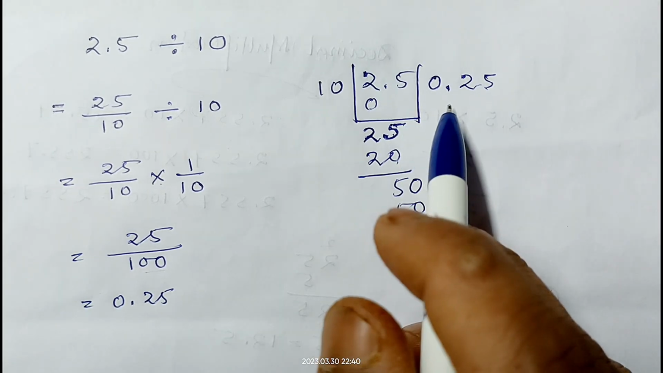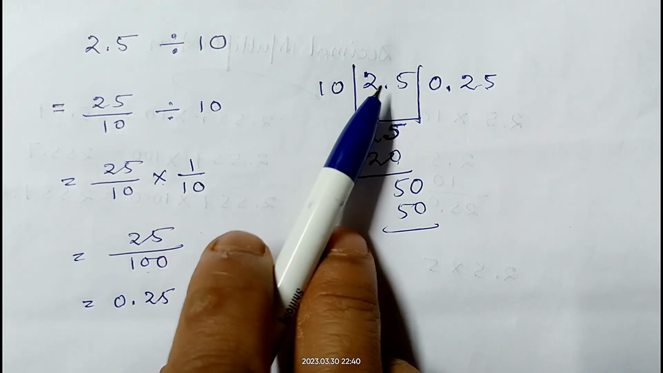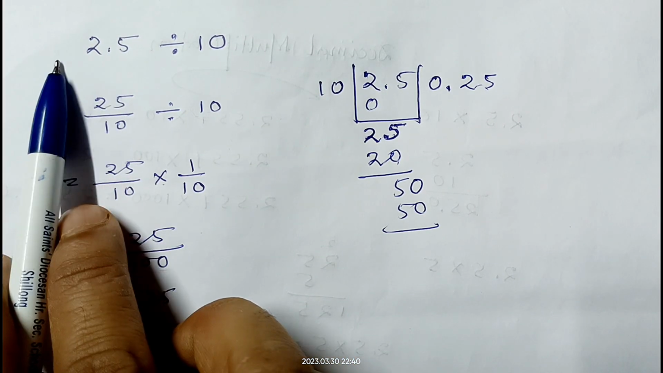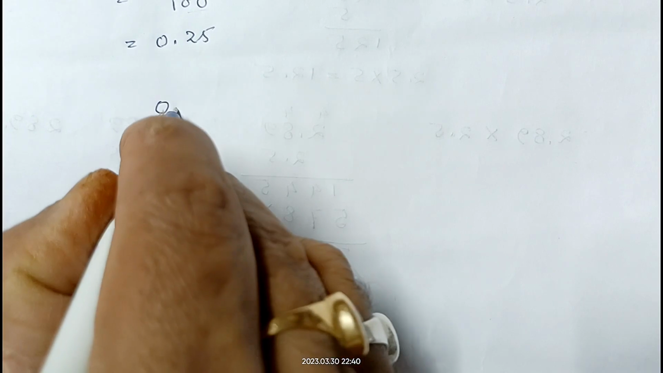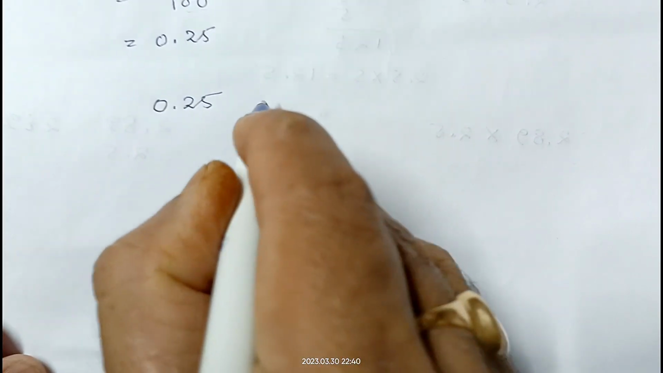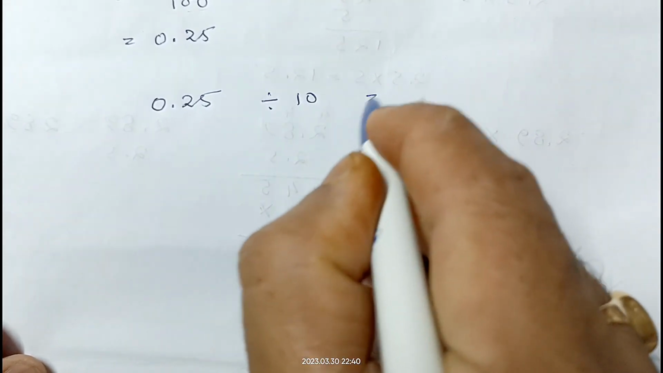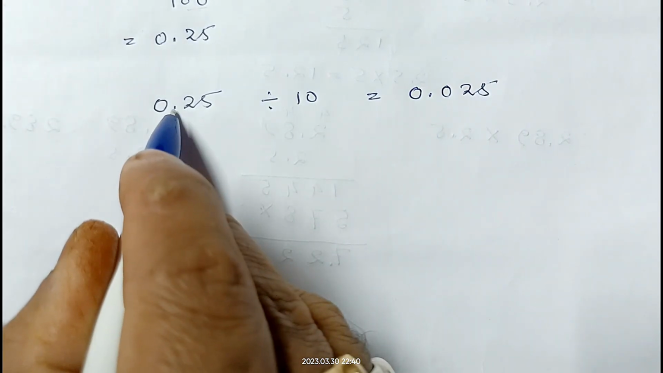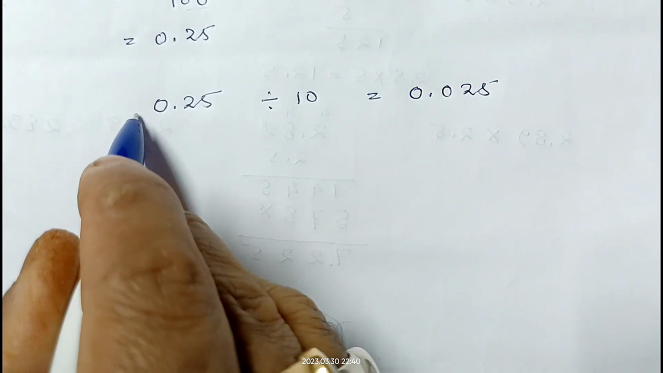So in both the cases we have seen that when you are dividing by 10, the decimal shifts one place to the left hand side. 0.25 when divided by 10 will give 0.025. That means the decimal will shift one place to the left hand side.